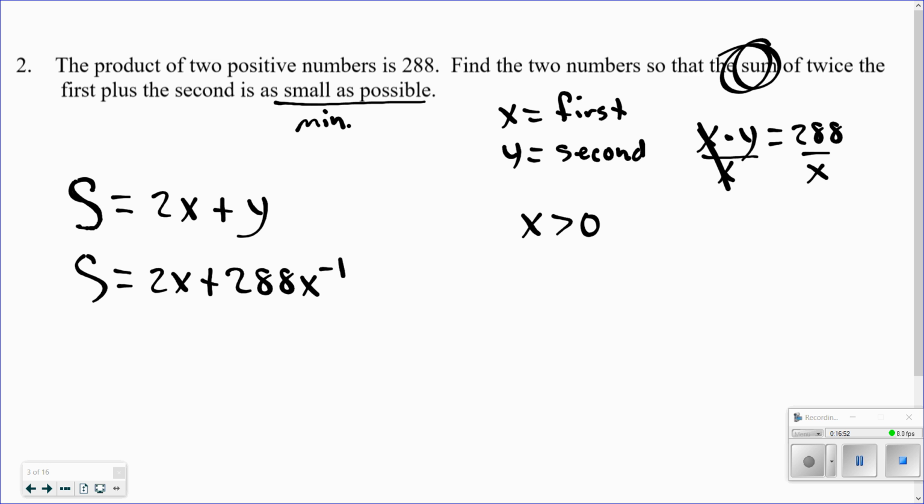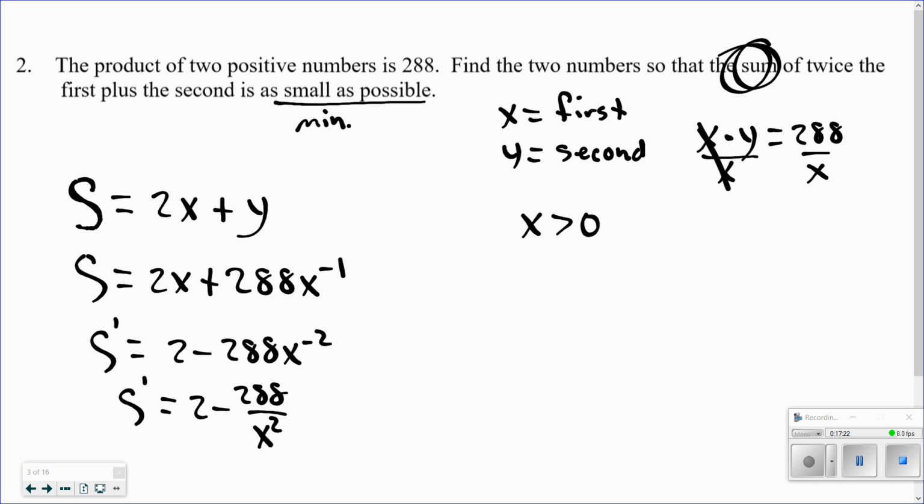Okay, I think we're ready. Now we're going to take our derivative. The hard work's really done. Now we're just going to take our derivative and find the minimum. So let's take our derivative. S prime is equal to the derivative of 2x, which is 2. Drop the negative 1 down, so minus 288 x to the negative 2, which I can really write this way, right? S prime equals 2 minus 288 over x squared.